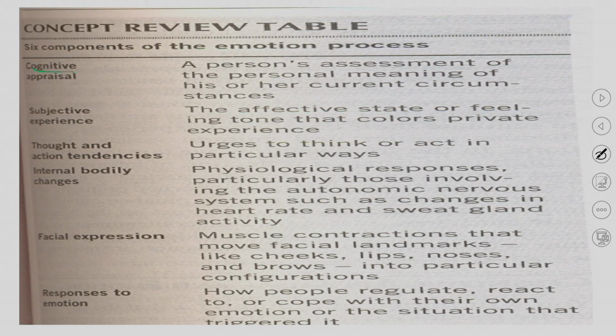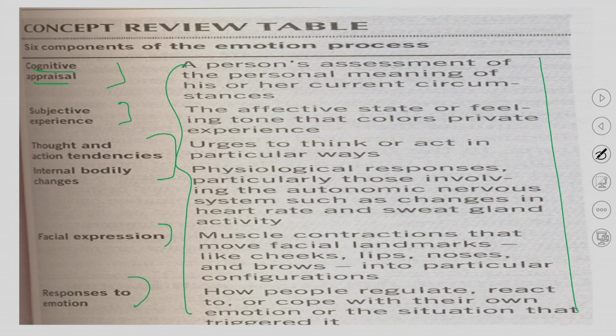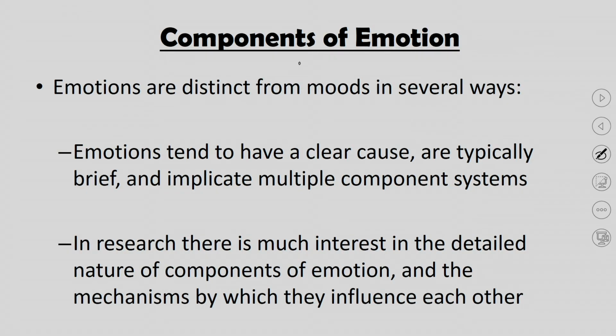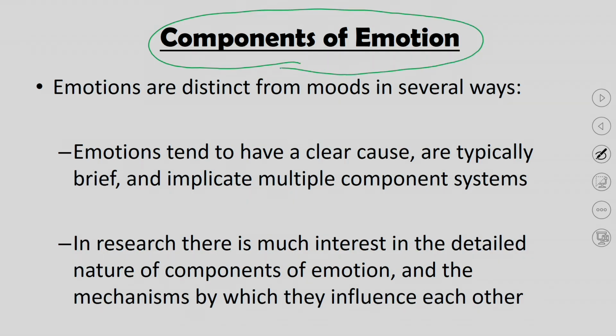Now, if you look at it, each process, from cognitive appraisal to subjective experience to thought and action tendencies to facial expressions and response to emotions, has been explained here in detail. So, what I will suggest is that you go to this concept review table and read about it. Now, the components of emotion. What are the components of emotions?